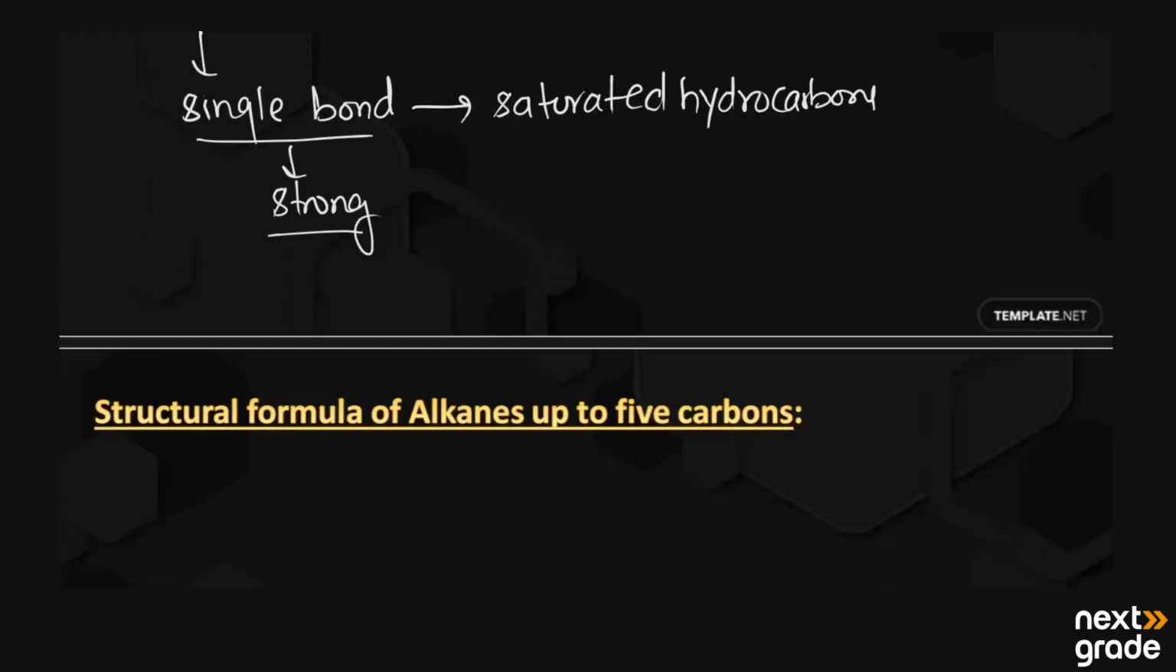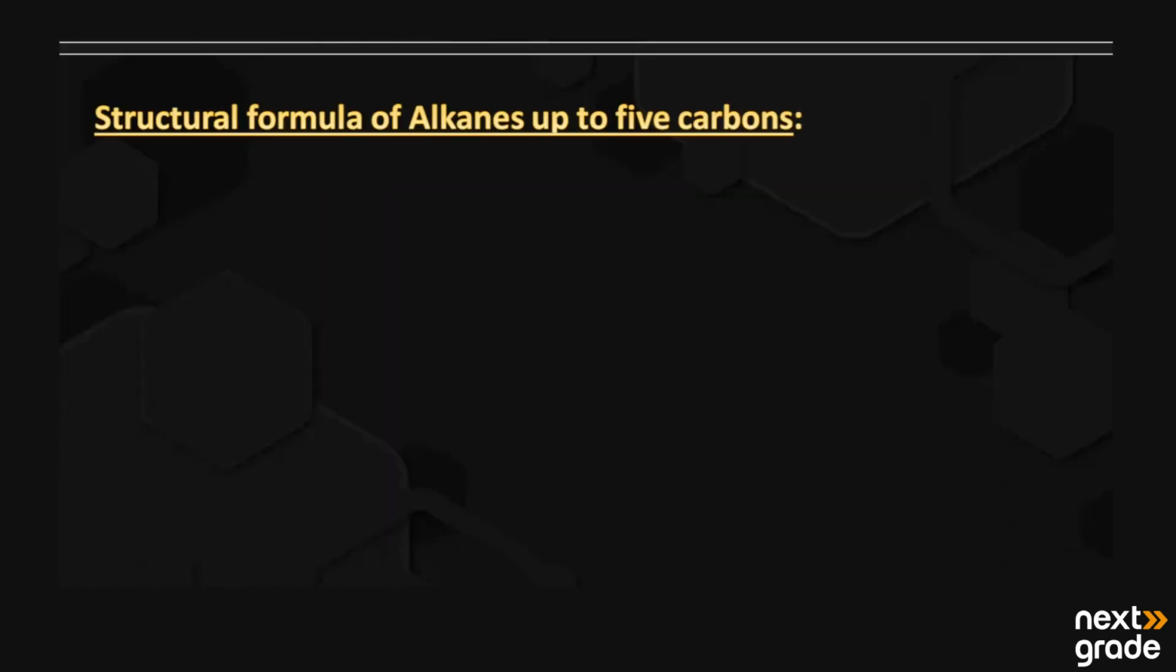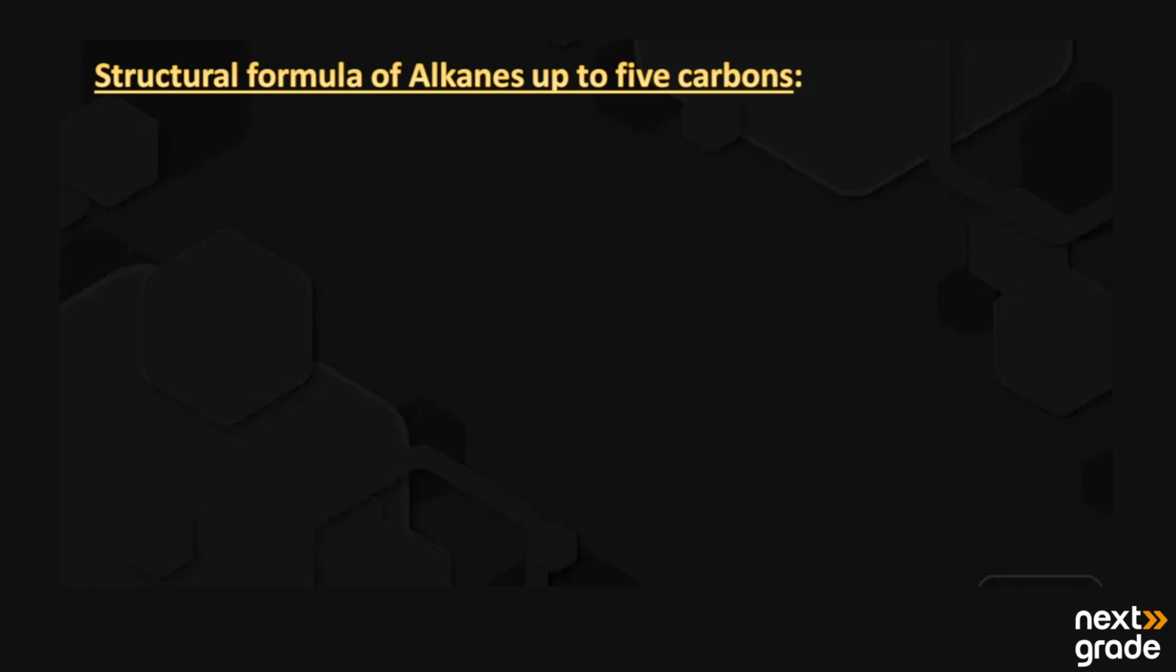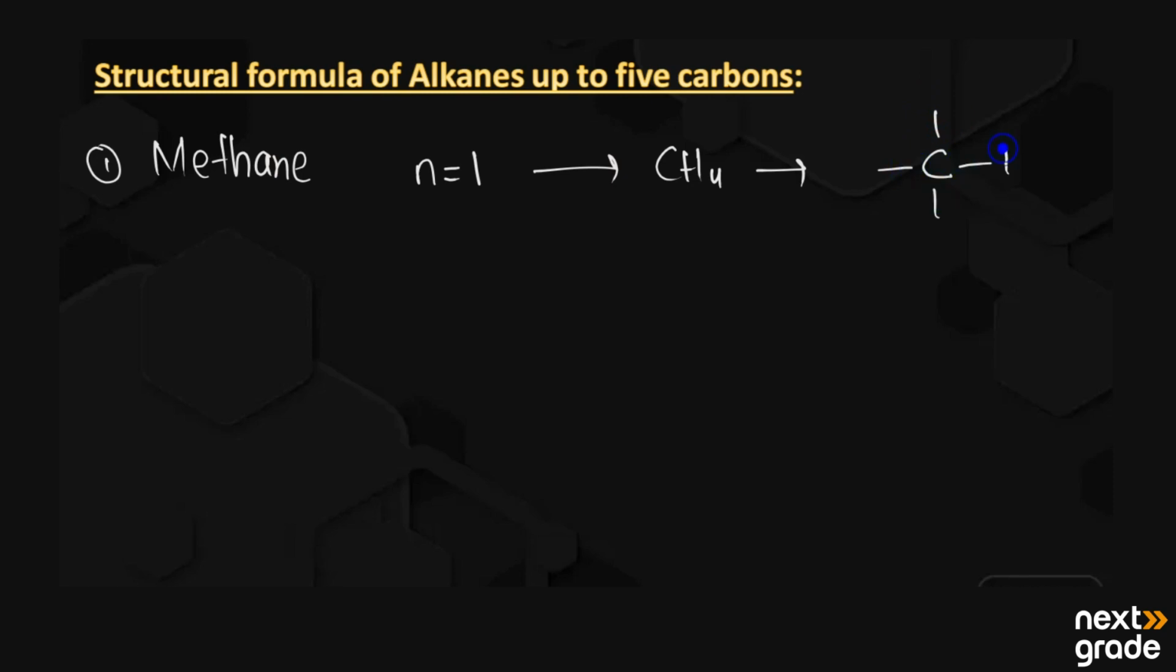Now alkanes along with their structural formulas. Let's take the first five alkanes, beginning with methane. Here n is equal to 1, so the formula is CH4, and its structural formula has carbon in the center with four hydrogens around it. This is methane.